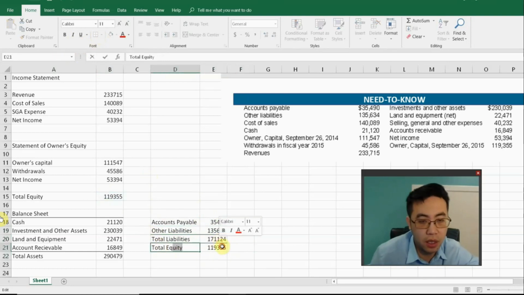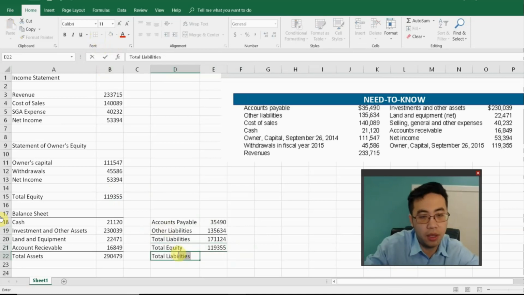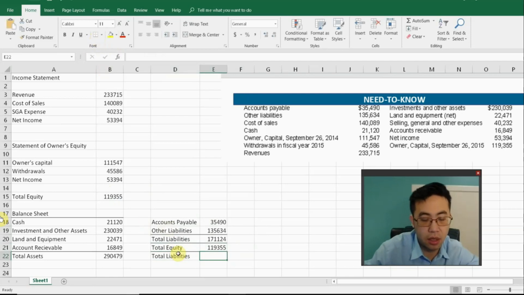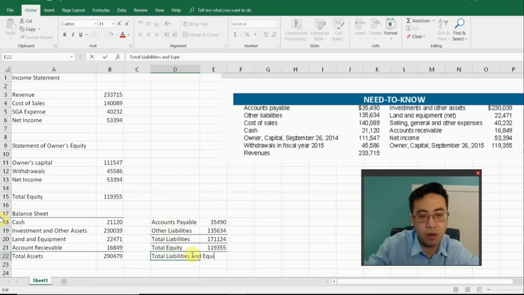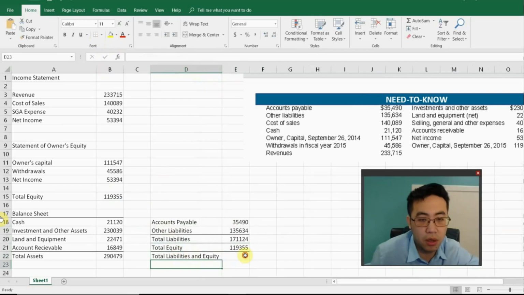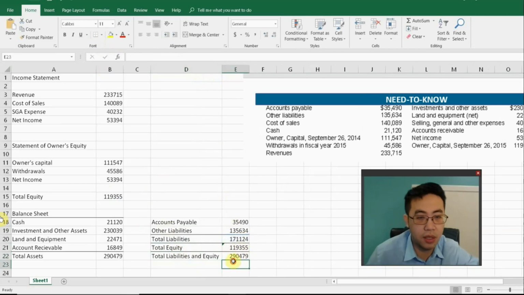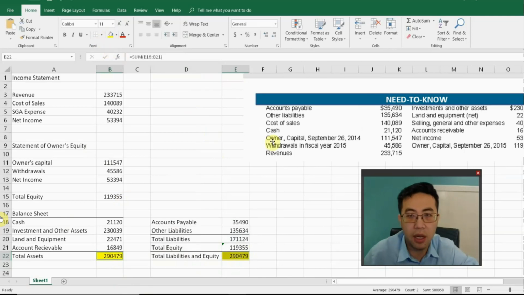Borderline, and then my total liabilities and equity. Let me add these two numbers. As you can see, both numbers match each other. So now my financial statement is complete.